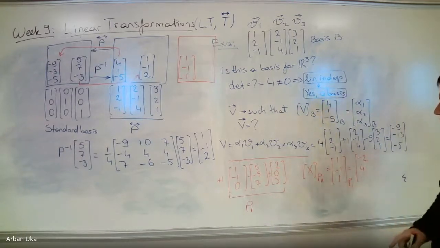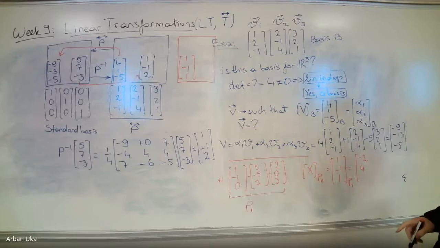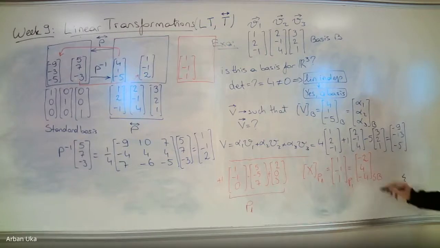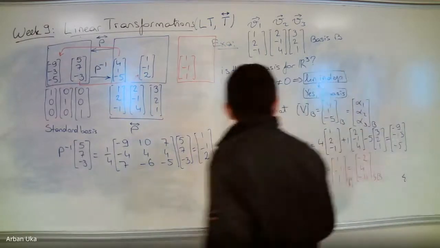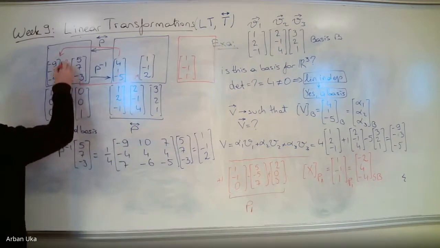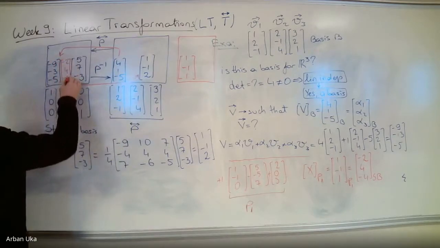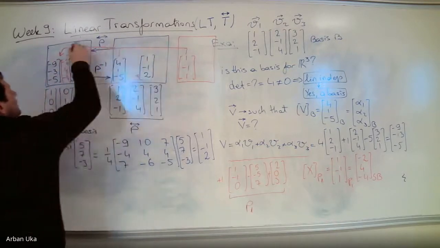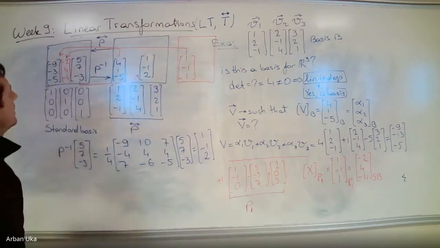You can correct me if I'm wrong. This is 0, minus 7, minus 3, minus 4. So this is minus 4, this is in the standard basis. Let me write this as is. We have minus 2, 4, minus 4. So this vector is the projection of this vector on the standard basis.